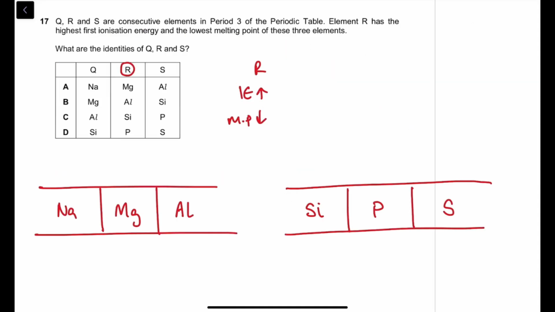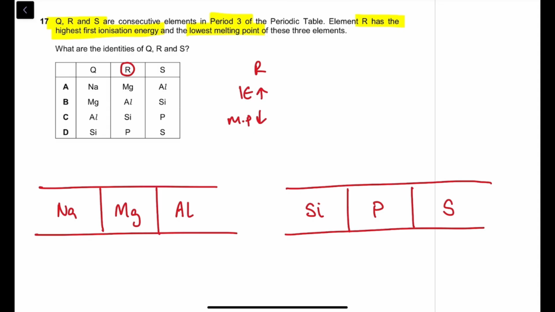Question number 17. Q, R, and S are consecutive elements in period 3 of the periodic table. Element R has the highest first ionization energy and the lowest melting point of the 3. So they're consecutive and they've arranged A to D as consecutive elements, so there's nothing we can eliminate.